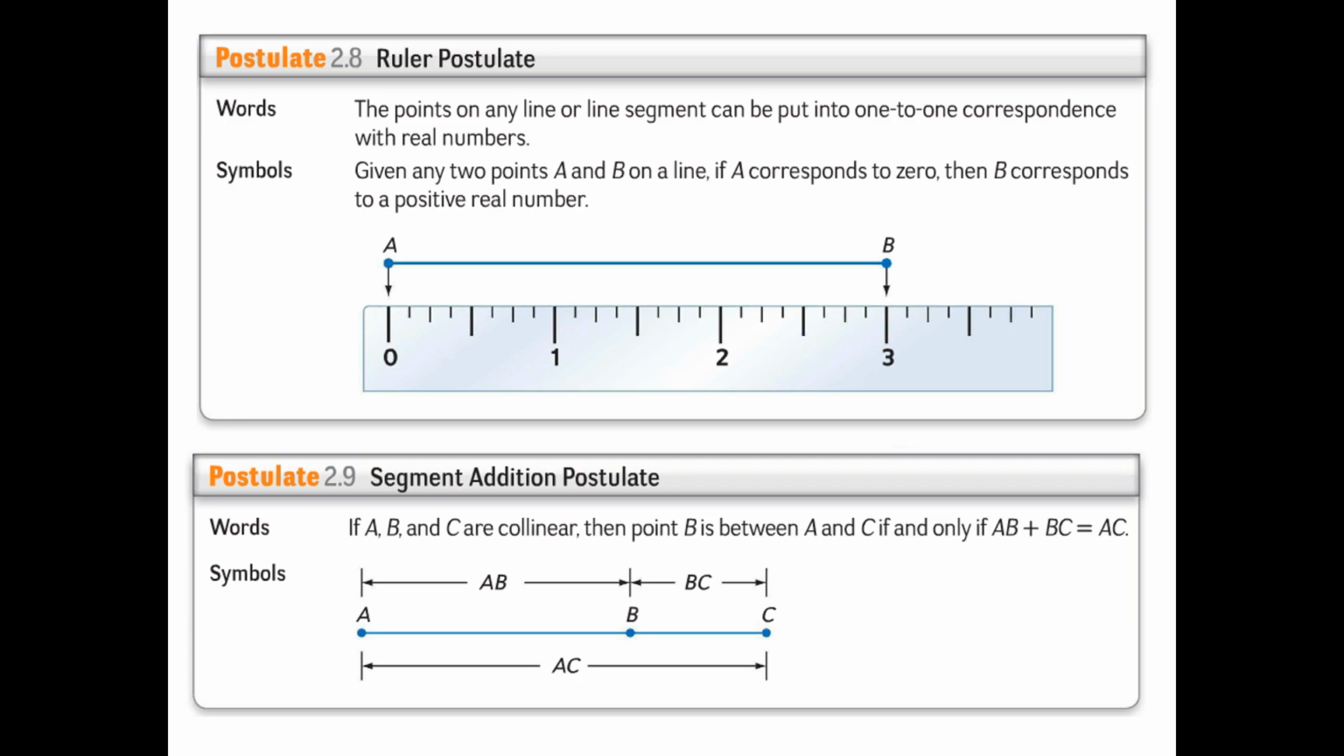Now, the most simple object in all of geometry, with the exception of points, lines, and planes, which are undefined terms, is a line segment. Now, we're only going to deal with 2 postulates with our line segments today. The first one is the Ruler Postulate.